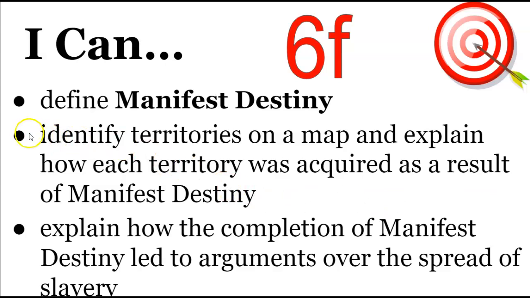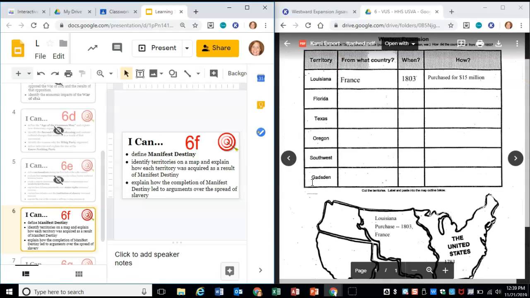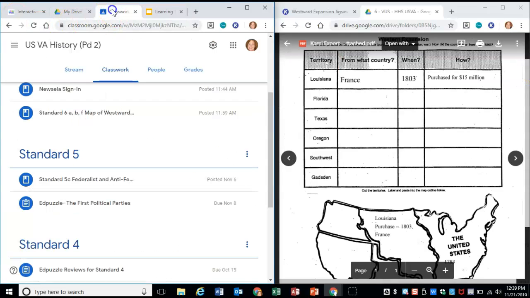Really, our main focus today is getting this map done so that you have an idea of where things happened, and then we'll talk a little bit more about the effects of those things, and you'll read about how we got those territories.